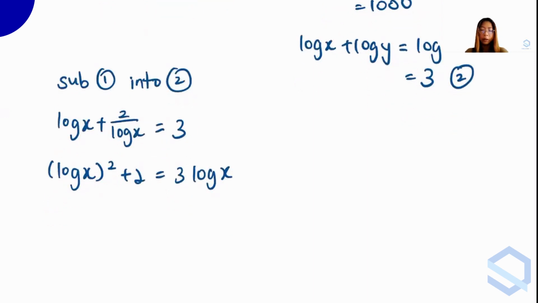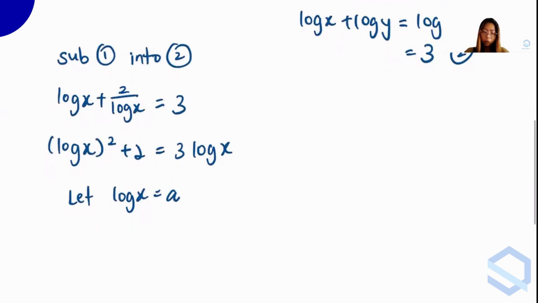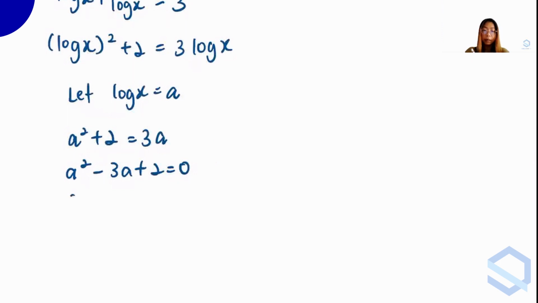How we solve this next is that we substitute log x to be a variable. I will let log x be equals to a. Why we do so is that this will help us simplify the equation so that we can solve it more easily. When we do so, we will get a squared plus 2 equals to 3a, and we will get a squared minus 3a plus 2 equals 0. This is actually a quadratic equation that we can easily solve. From using the calculator, the two factors are a minus 2 and a minus 1, giving us a to be 2 or a to be 1.